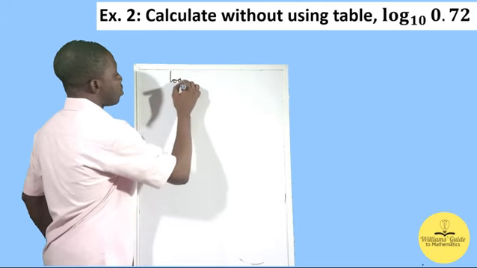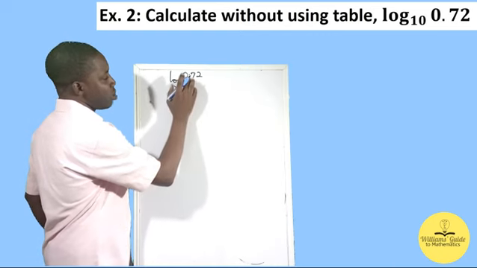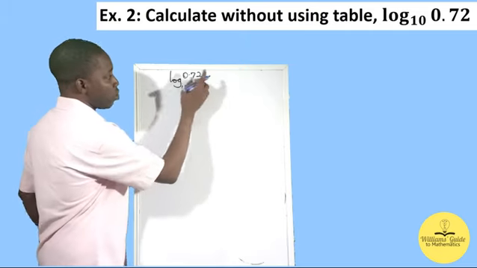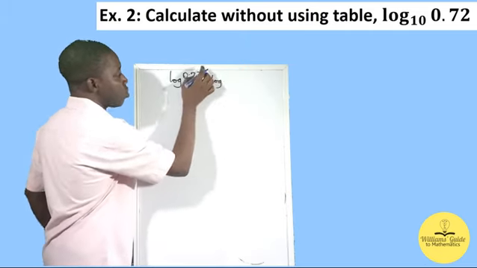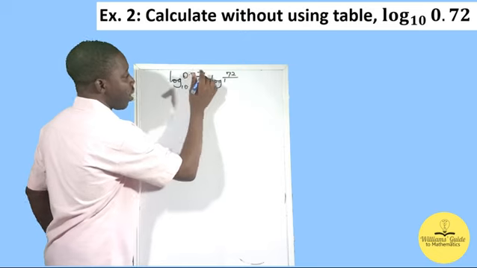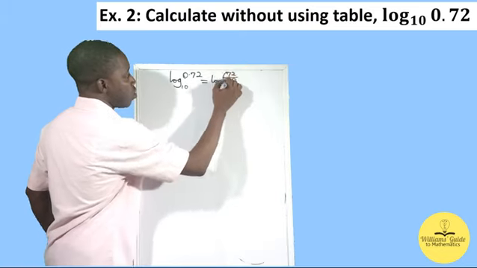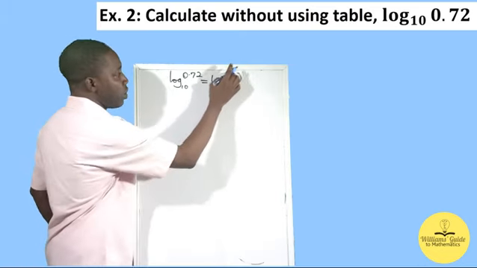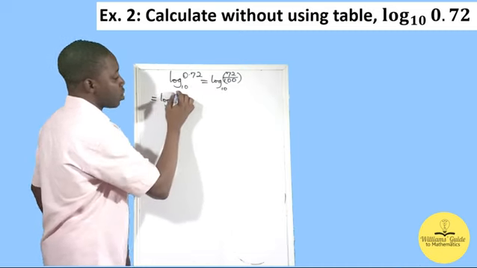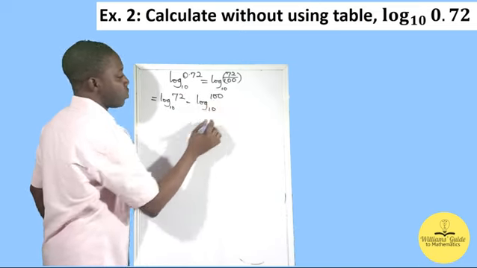We have log 0.72 in base 10. Now this is a decimal. We need to change this decimal to a fraction. So we have log of the 2 digits 72 divided by 1 and 2 zeros because of the 2 digits 7 and 2. We have our base 10. I can split this using the 4th law, the law of subtraction, to have log 72 to base 10 minus log 100 to base 10.